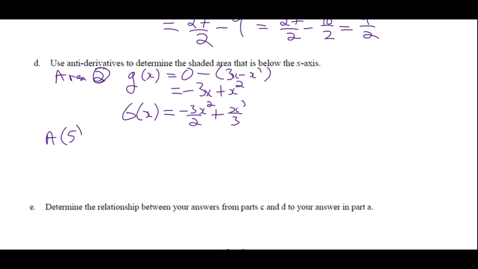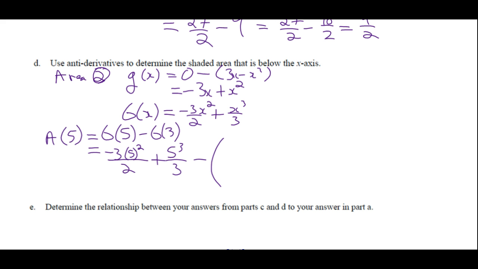So we want area 2, which is A of 5. So that's going to be G of 5 minus G of 3. So negative 3, 5 squared over 2 plus 5 cubed over 3 minus, always parentheses here, right? If we don't want it to be lonely, let's put parentheses around both. Not needed here, but handy to say, here's G of 5 minus, and I'm doing G of 3. So minus 3 squared over 2 plus 3 cubed over 3.